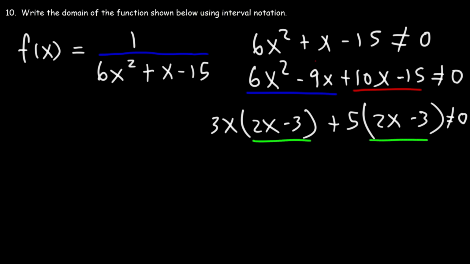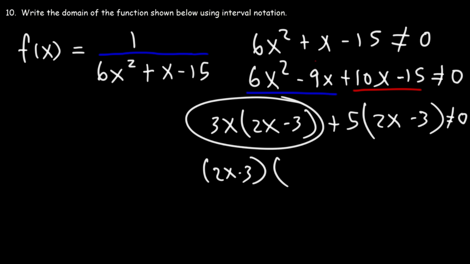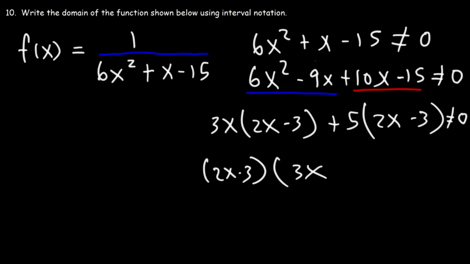Notice that these two terms are the same. So that tells us that we're on the right track. So what we're going to do now is factor out the GCF within these two terms. And so we can clearly see that the greatest common factor is 2x minus 3. So this divided by 2x minus 3 will give us 3x. And if we take out 2x minus 3 from the second term, we're left with positive 5. So these are the two factors that we have.